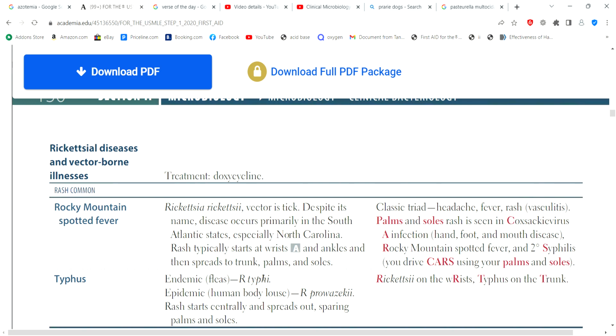Why did it say vasculitis? The classic triad is headache.